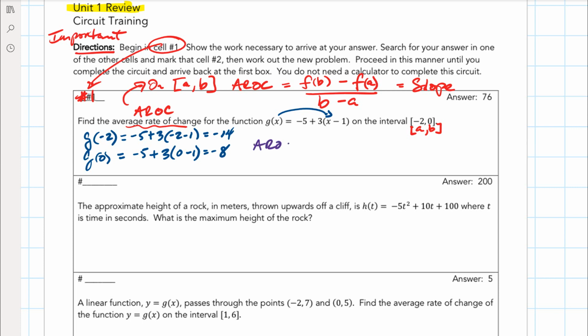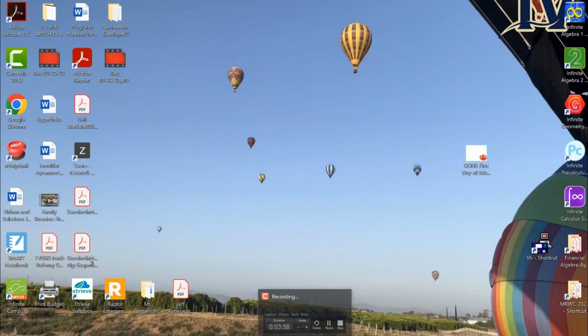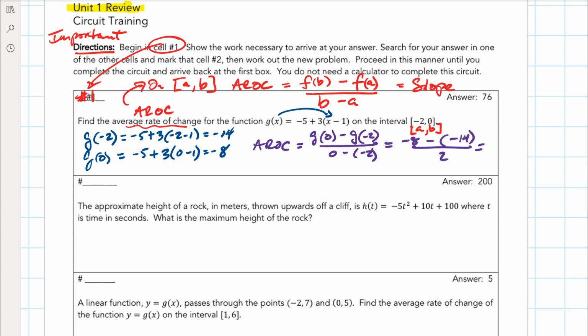So the average rate of change is equal to, B first, so G of 0 minus G of -2, all divided by 0 minus a -2. Now I have my function values. G of 0 is -8, so -8 minus G of -2, which I just calculated, is -14, all divided by 2, since 0 minus a -2 is 2. And then you just work this out. There's a double negative, so you do the arithmetic: -8 plus 14 is 6, and 6 divided by 2 is 3.